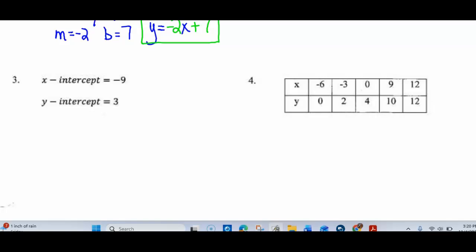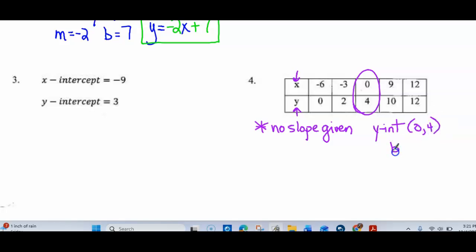On number 4, I gave you a table. When I give you a table, you have to realize that there was no slope given. So you're going to have to find a slope. And then I'm going to look at my table and ask whether I gave you the y-intercept. Well, I did give you the y-intercept in this table, and you have to make sure you look at the ordered pair correctly. The x's are on top and the y's are on the bottom. So you're looking for the ordered pair that has a 0 where x is. In this table, the y-intercept is 0, 4. So that means I gave you the y-intercept. So you know b is 4.